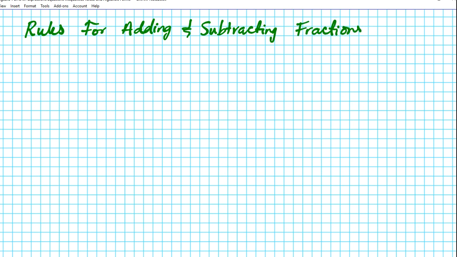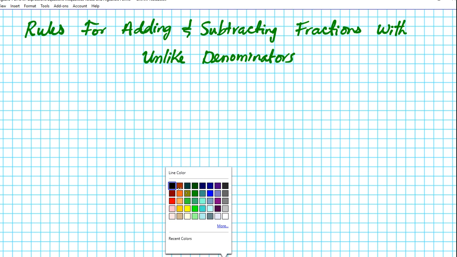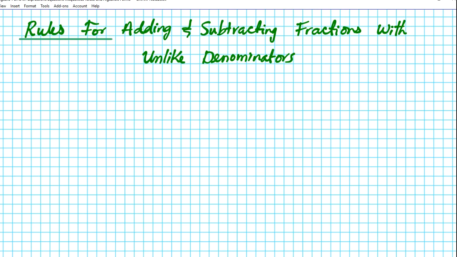Rules for adding and subtracting fractions with unlike denominators. On the previous presentation, we focused on how to add and subtract fractions with like denominators. On this one, we're going to be focusing on fractions with unlike denominators. Okay, so let's go ahead and take a look at the rules.